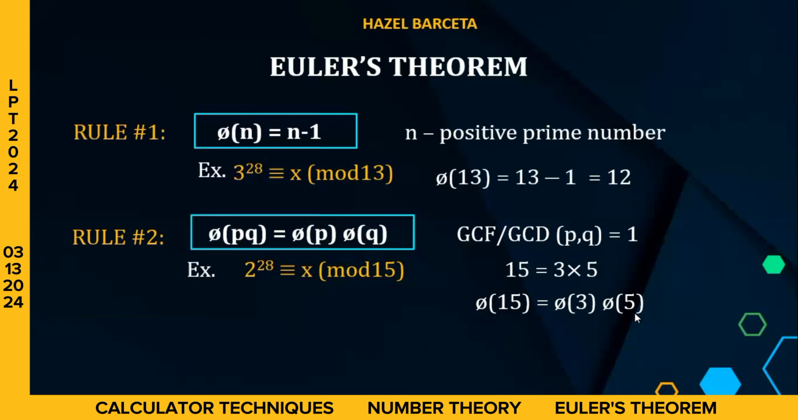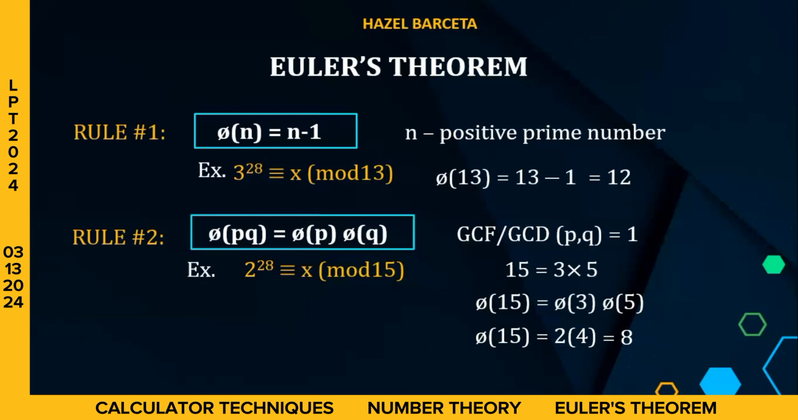So, paano na po natin ito i-consider? Remember that our 3 and 5 are prime numbers. So, we can apply rule number 1. Hence, totient of 3 is equal to 3 minus 1, we have 2, and totient of 5, 5 minus 1, kaya meron po tayong 4. Then, multiply, totient of 15 is equal to 8. So, ayan po. Totient of 15 is equal to 8. Totient of 13 is equal to 12.